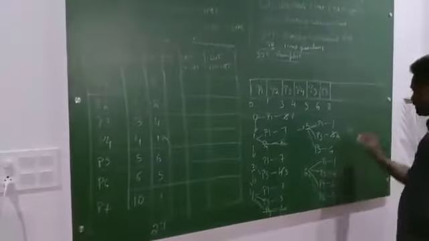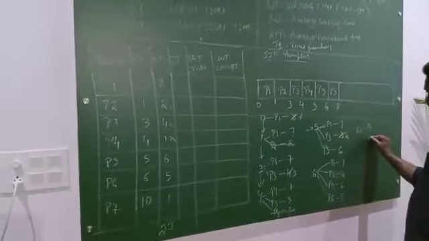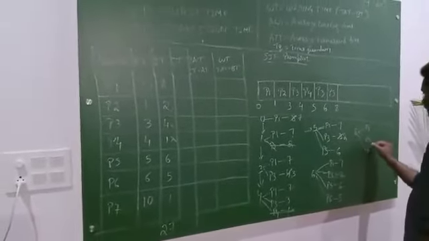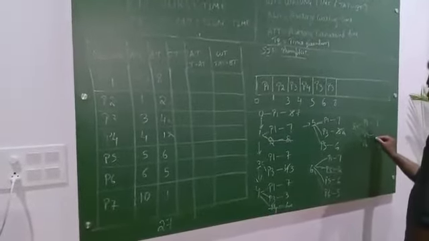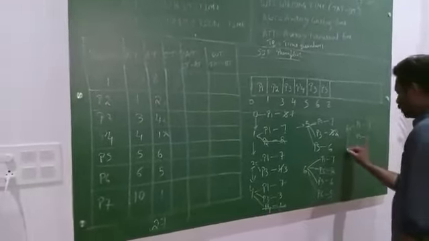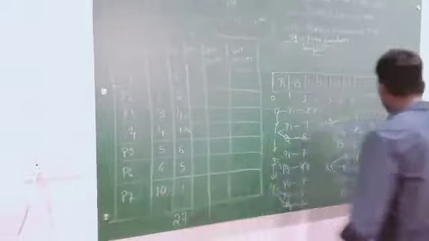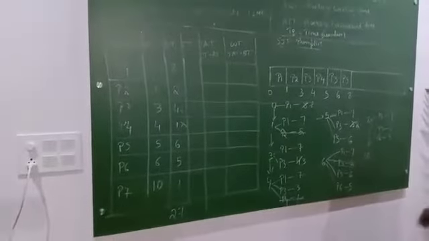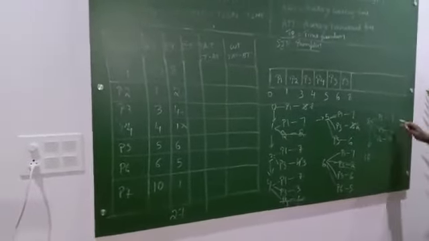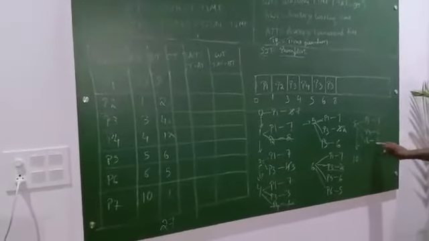Only these three remain: P1, P5, and P6. This has 7, this has 6, this has 5. We execute until the next process arrival time, which is 10 seconds. So it has to execute for 2 seconds, and the one with the shortest time is P6.